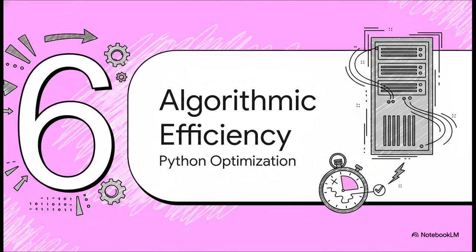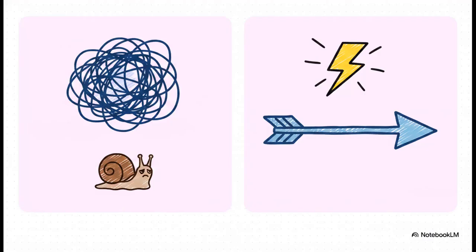And finally, Section 6, writing efficient algorithm code, Python optimization. Look, we've covered the math and the architecture, but a machine learning model is completely useless in production if it takes a century to run on your servers. Efficiency is non-negotiable. Computer scientists use big O notation to measure how algorithmic complexity scales.